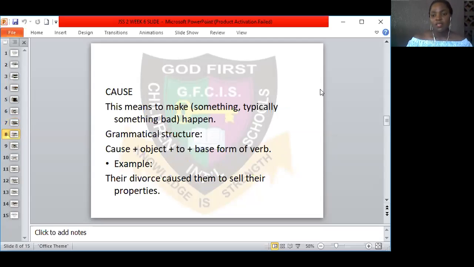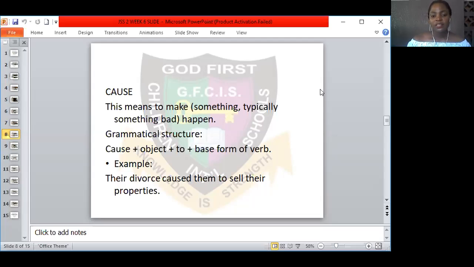The next causative verb we have is cause. Now, what is the meaning of cause? This means to make something, typically something bad, happen. And what's the grammatical structure? The grammatical structure of cause is cause plus object plus to plus the base form of the verb.